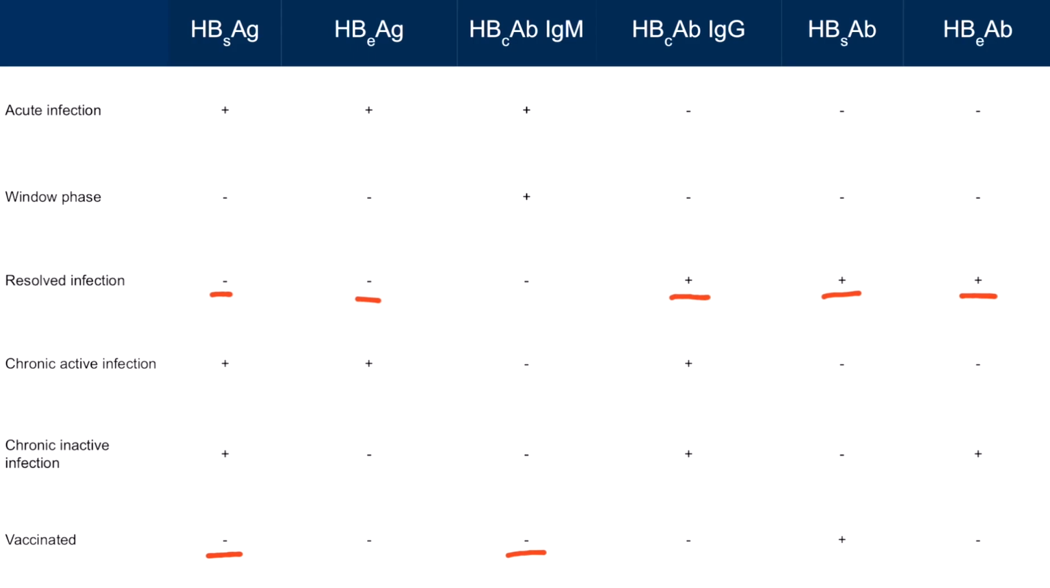Don't worry too much about HBe antibody because it may wane over time and doesn't reliably differentiate between a resolved infection and a vaccinated status. All right, coming to chronic infection.